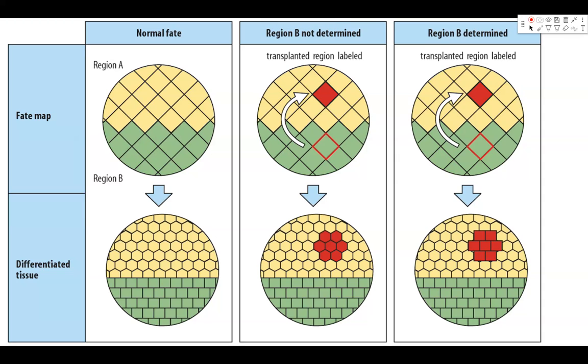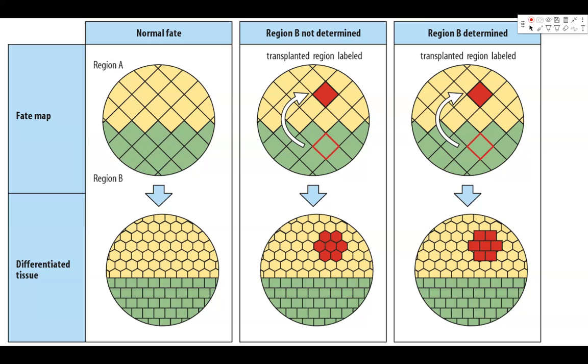All right. So, this right here is the normal sequence of events. We have these cells. We've got the green cells and the yellow cells. The yellow cells became these hexagon shapes, and the green cells became these square shapes. These are where we think these fates are determined, and this is after they have differentiated, right?